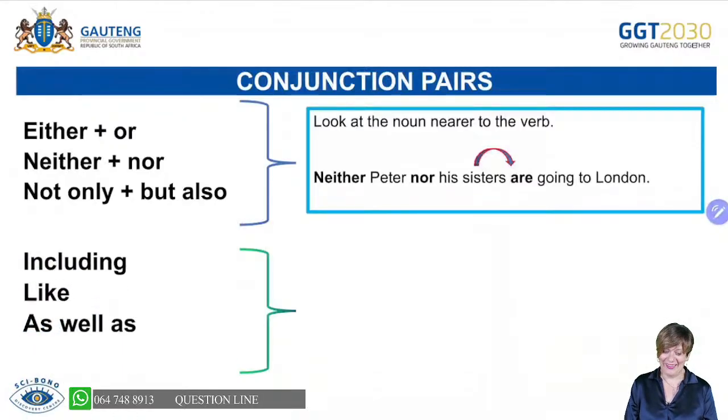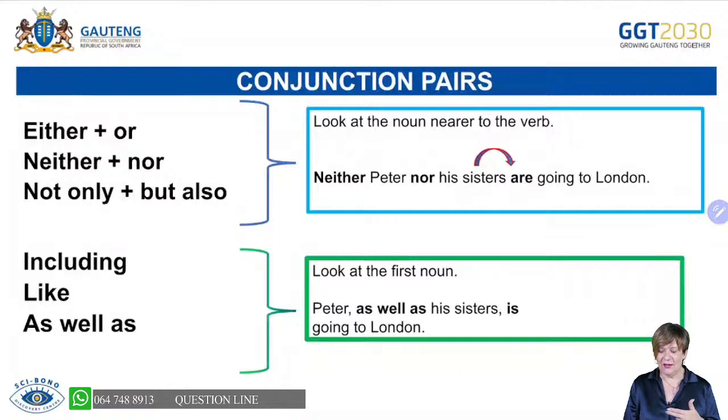Again, but if I have including, like, or as well as, in this case, I'm going to look at the first noun. Now you'll see here, same sentence. Peter, as well as his sisters, is going. Why? Because Peter is my noun that I have to look at here.